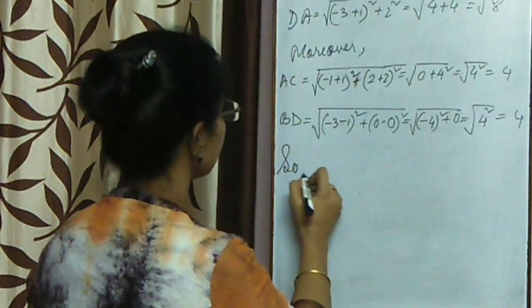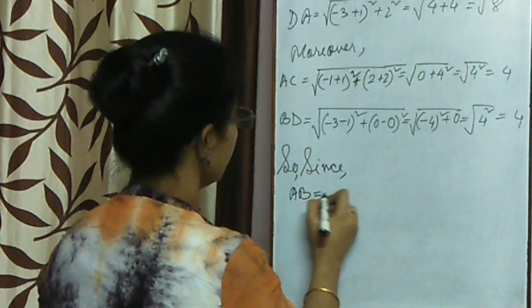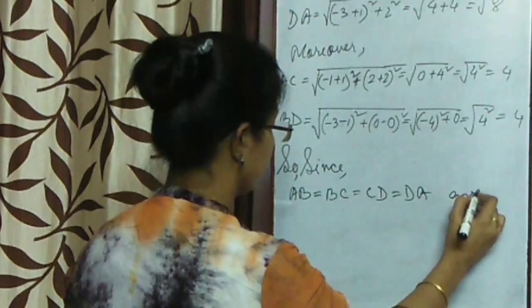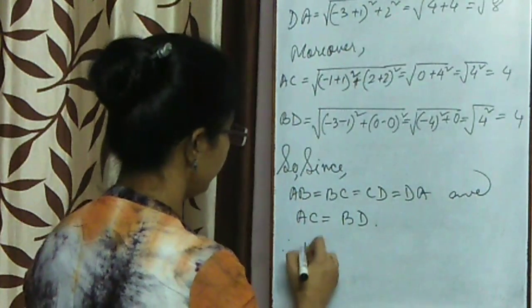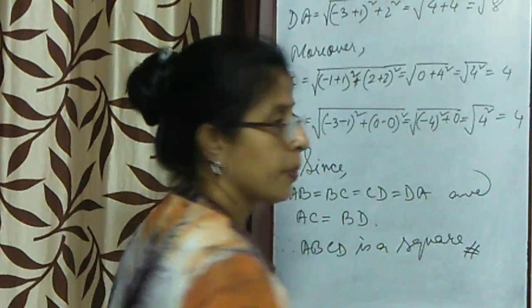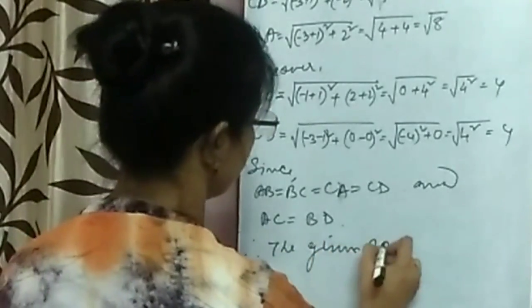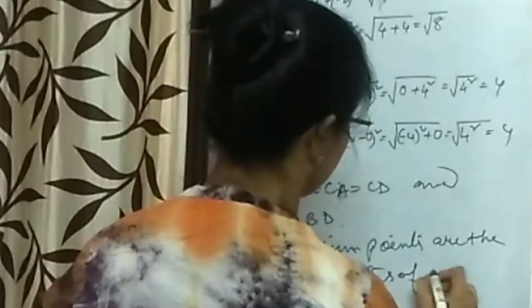So since AB equals BC equals CD equals DA and AC is equal to BD, therefore ABCD is a square. Therefore the given points are the coordinates of a square.